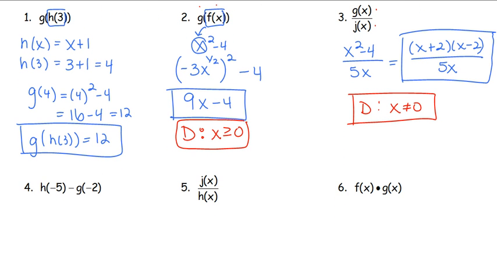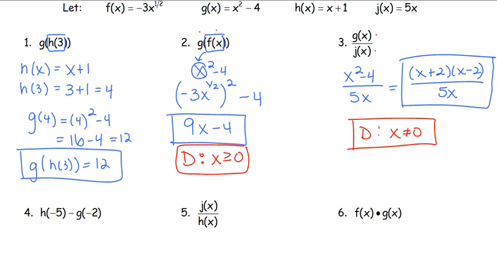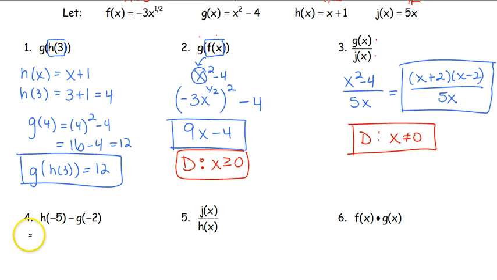For number 4, we have h of negative 5 minus g of negative 2. So we want to find h of negative 5. Let's look at our h, which is x plus 1. We're evaluating it for negative 5, so we take out that x, we put a negative 5 plus 1 in. This is a negative 4.